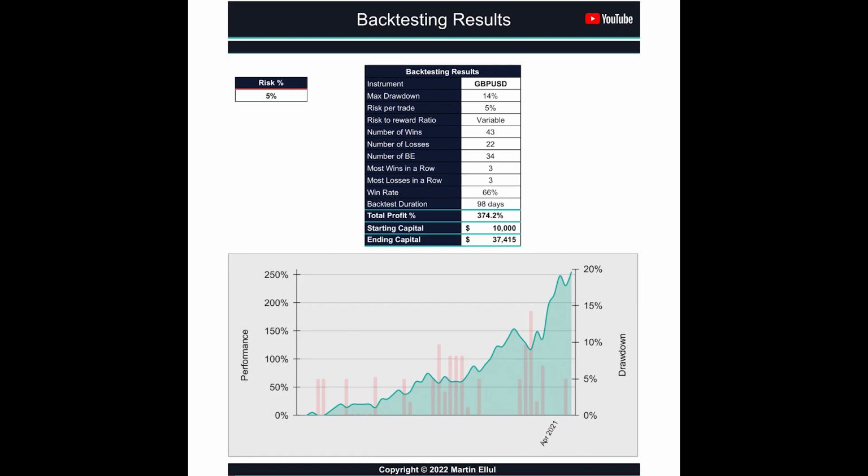And I think the time frame could be changed to a lower time frame, I think, for a bit more fast pace and more trades with the variable risk to reward ratio and the low drawdown. I think that creates a really good strategy.